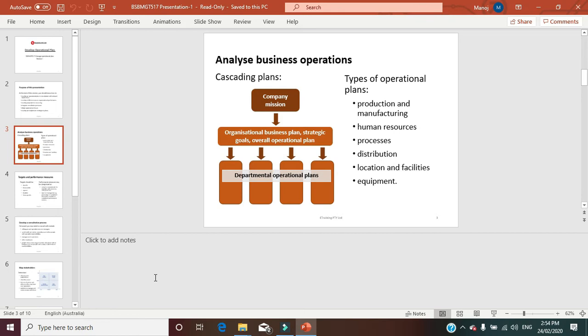So types of operational plan could be production and manufacturing, human resources, processes, distribution, location and facilities as well. And the last one is equipment. So you have your vision ready to go, you have your company's mission, and you have to break that mission into small strategies, goals, and small actions, and those actions are in different departments. It could be in a human resources department, a processes department, a manufacturing department, a distribution department, and even an equipment department.